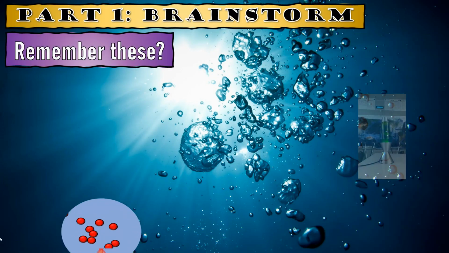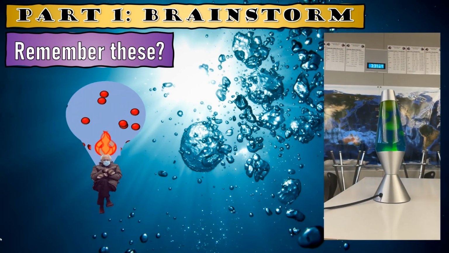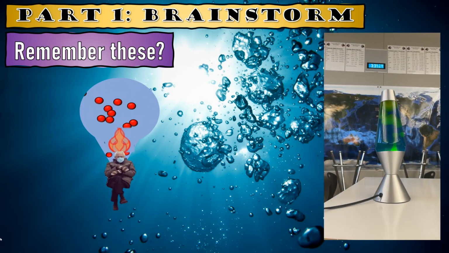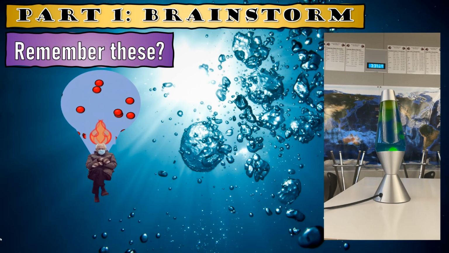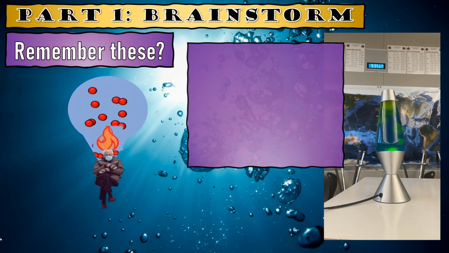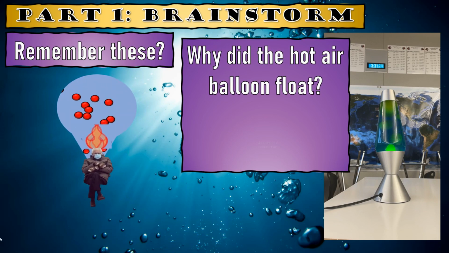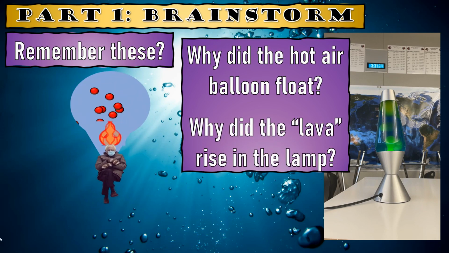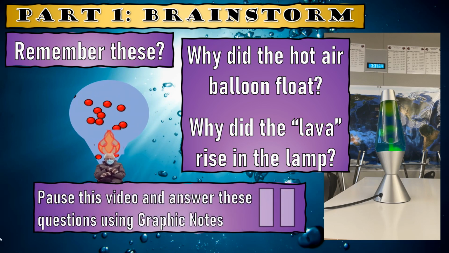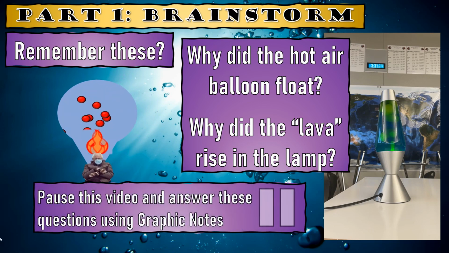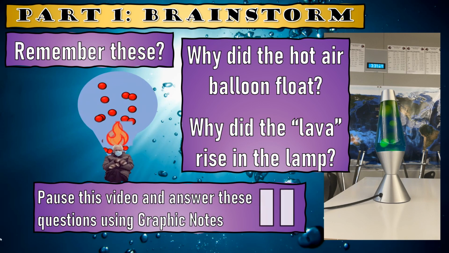Let's start with our brainstorm. So, do you remember these? We have Bernie's new hobby, and we have our lava lamp over there on the side. Why did the hot air balloon float? And why did the lava rise in the lamp? Pause this video and answer these questions using graphic notes in your notebook.